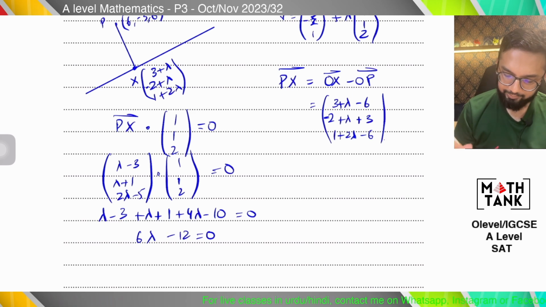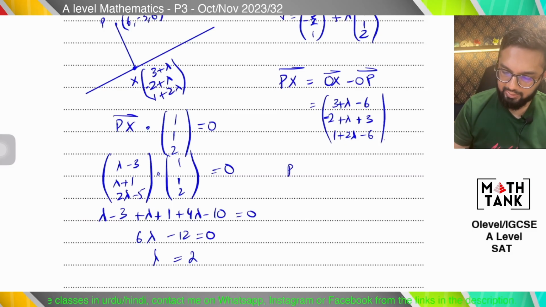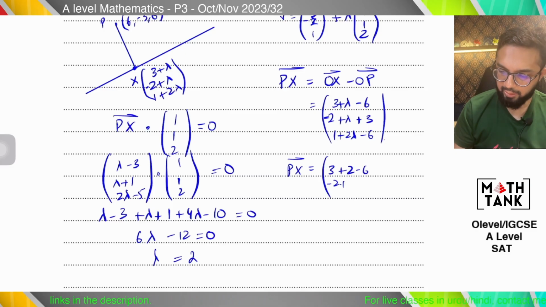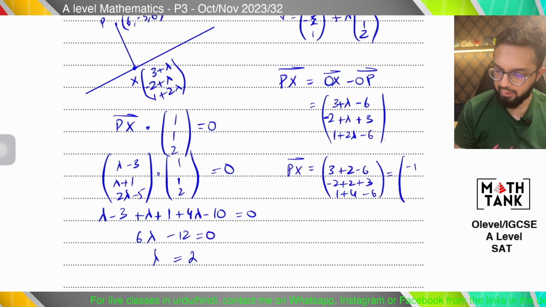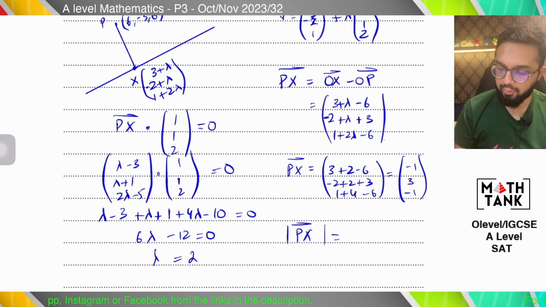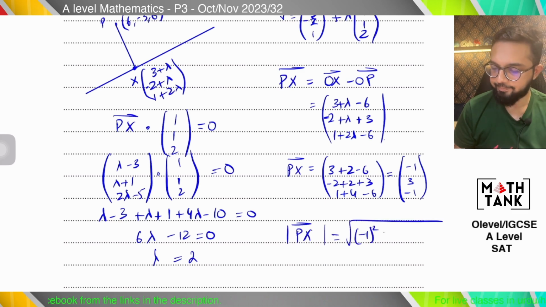Yep. So lambda equals 2. So px is then 3 plus 2, minus 6 minus 2, plus 2 plus 3, 1 plus 4 minus 6. So I get 5, minus 6 minus 1, 5 minus 2, 3, and 5 minus 6 minus 1. So the modulus, or the magnitude, is 11.